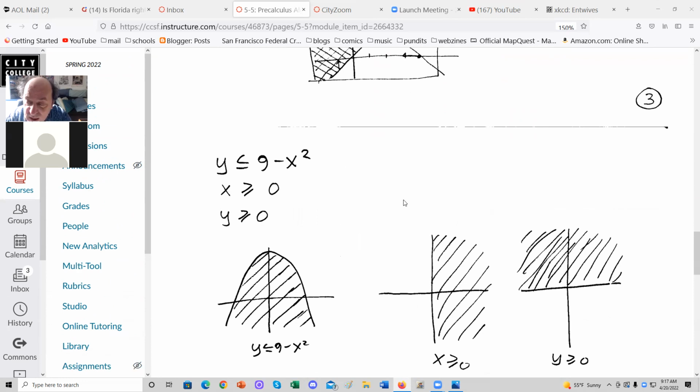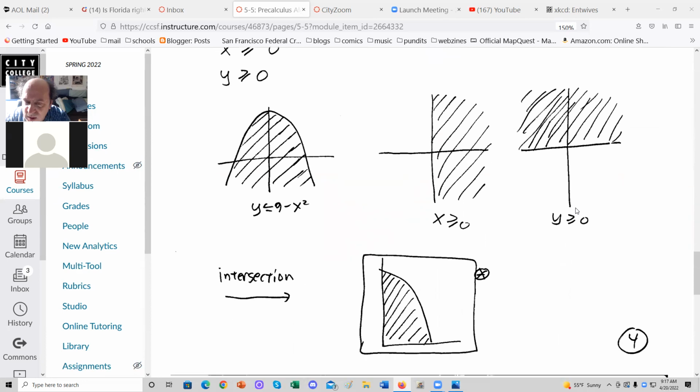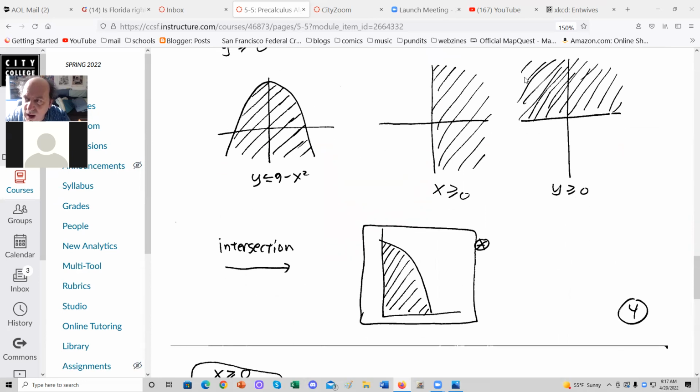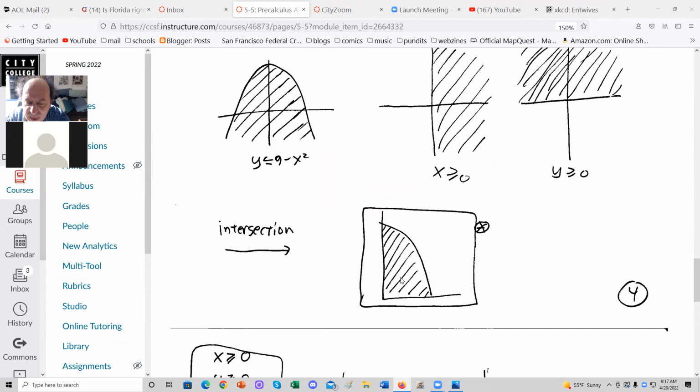Here's a system of inequalities. y less than or equal to 9 minus x squared. Here's the graph of y equals 9 minus x squared, and we color in below it for y less than or equal to 9 minus x squared. x greater than or equal to 0. Here's the line x equals 0, and everything to the right of it is x greater than or equal to 0. Here's the line y equals 0, and I'm coloring it, and everything above it is the half plane y greater than or equal to 0. So you find out where these three parts of the plane intersect, and they intersect in just this part, not anything else.